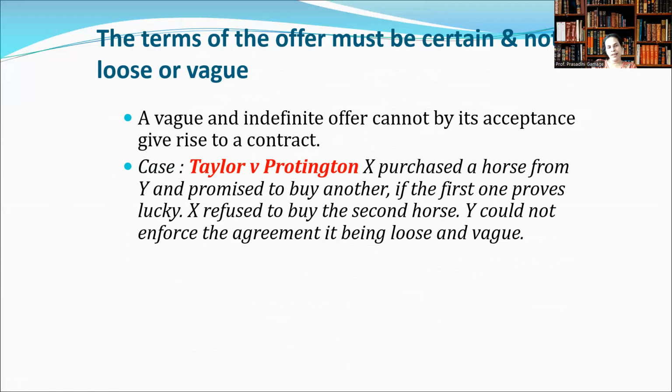Another requirement to make a valid offer is that the terms of the offer must be certain and not loose or vague. Right? You can't put forward in an offer conditions like, if I win the Saturday fortune lottery, definitely on Sunday I will buy your vehicle. It is not an offer. Why? Because he's going to buy the vehicle based on a condition. If he wins the lottery, he's going to buy it. That is not a valid offer because there is a condition. You cannot put forward conditions in offers.